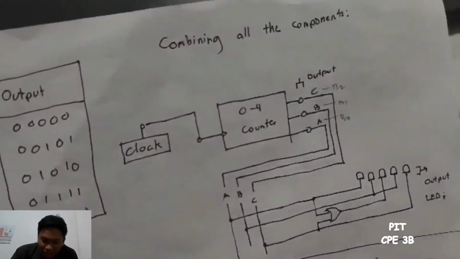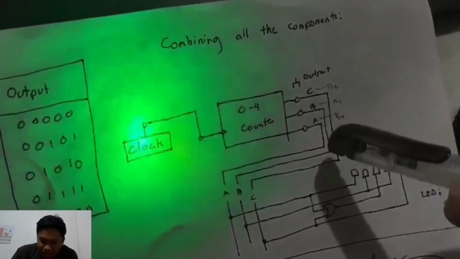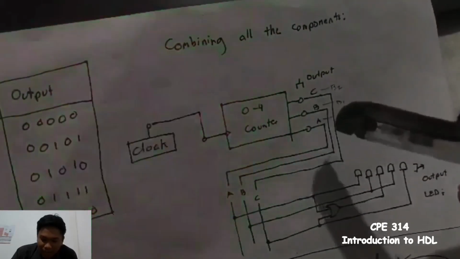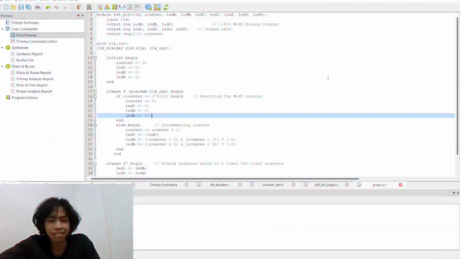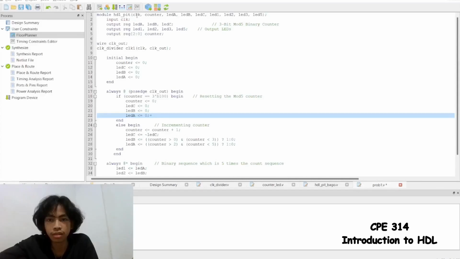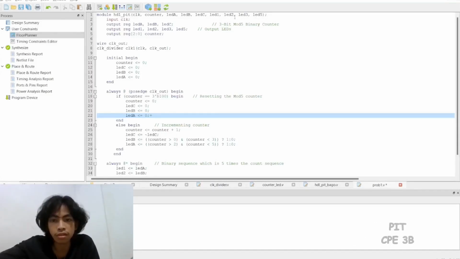So we assign A on B0 and B on B1 and C on B2. So this is the code for our PIT, and it has the input and outputs, clock, counter, LED A, B, C, and LED 1, 2, 3, and 5. The reason there's no LED 4 is because we noticed that LED 2 and LED 4 is just the same. So it is connected to B, so we did not include it.